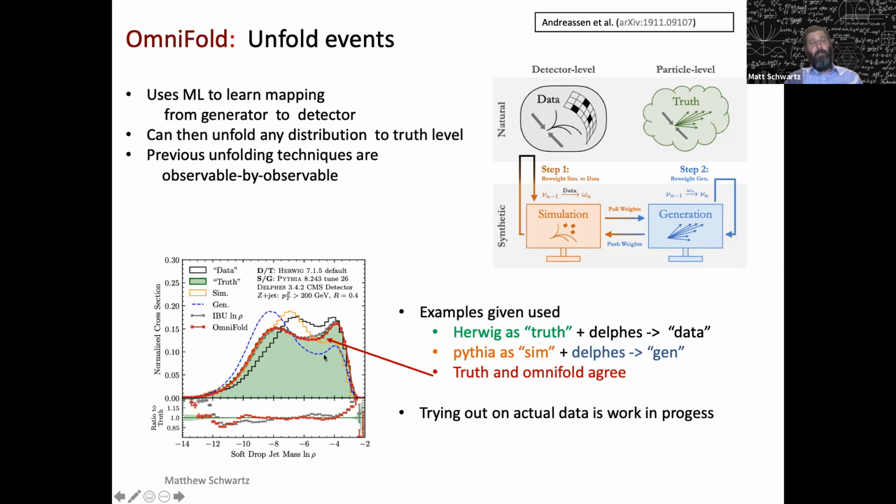And so they didn't have actual data and detector, but they had some toy version of it, which was using Pythia and Herwig and pretending that Herwig was the data and Pythia was the simulation. And they were able to actually unfold this distribution, which is the soft-drop jet mass. They have half a dozen of these that they tried. And it works really well. They're able to regress out the truth information in a sort of model-independent way directly from knowing these mappings. They're not doing it observable by observable. They're doing it for the data once and for all.